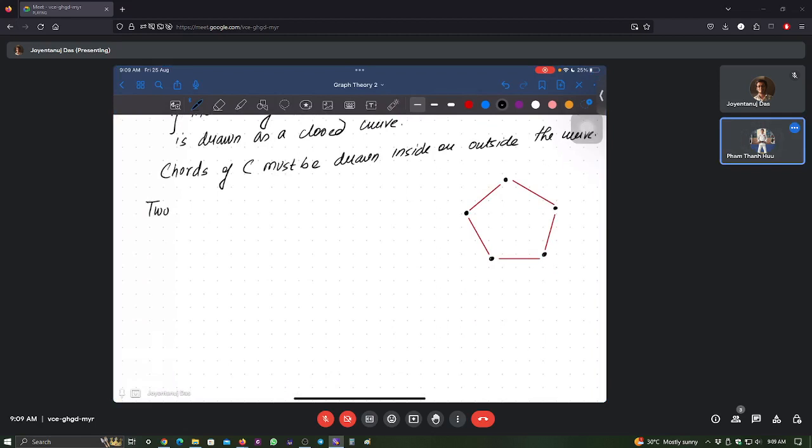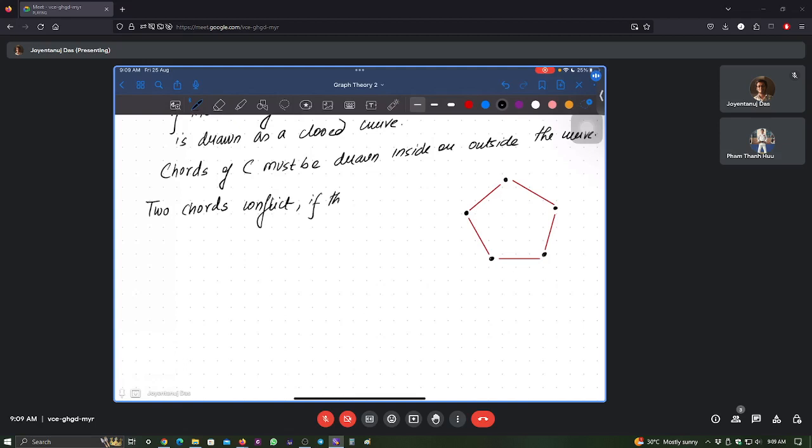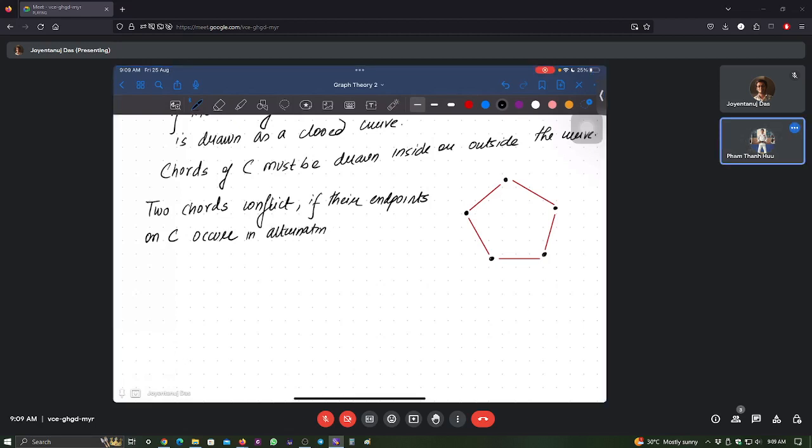Two chords conflict, and conflict means they cross each other, if their endpoints on C occur in alternating order, right?